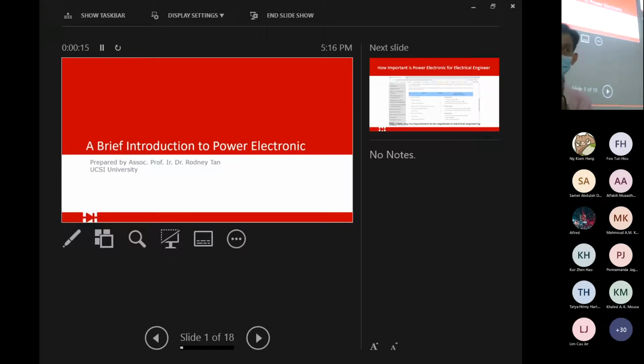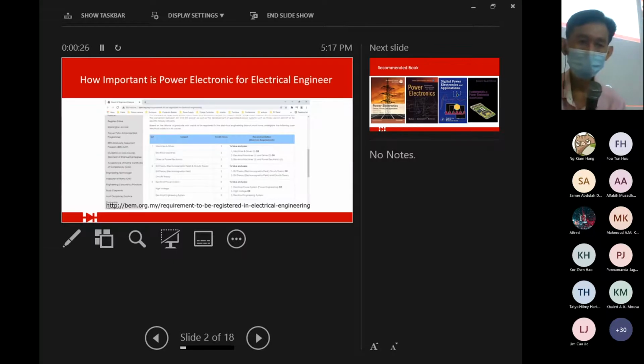Okay, as for today, I'm going to give you a brief introduction of this power electronics. Okay, first things first. How important is power electronics for an electrical engineer? I will need to say, especially in Malaysia.